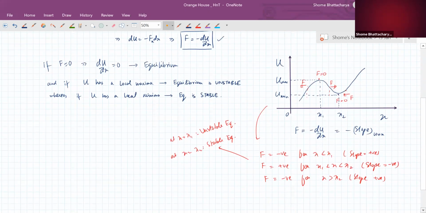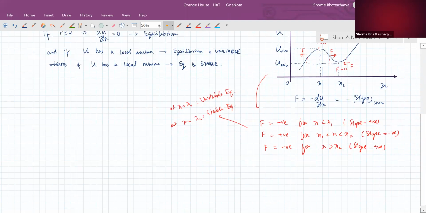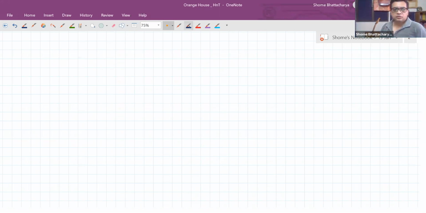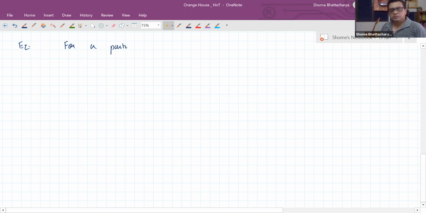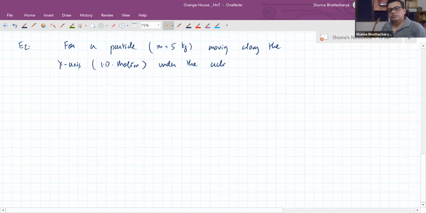Okay, so let's see another question based on this. For a particle of mass 5 kilograms moving along the x-axis, it is 1D motion, under the action of conservative force only.